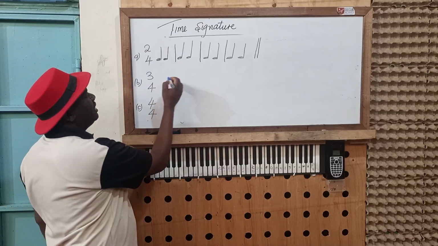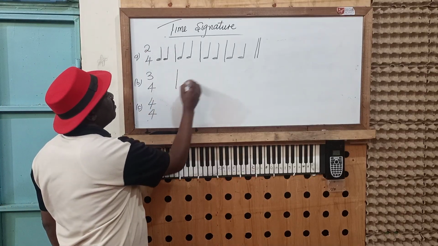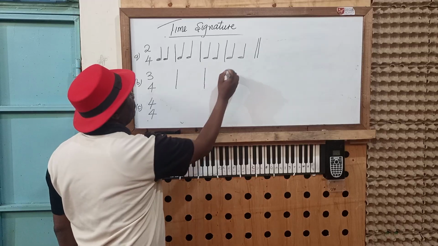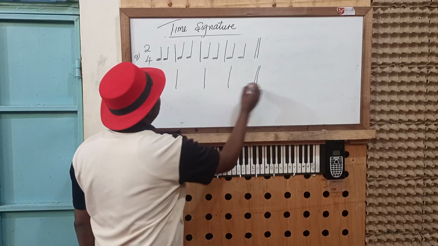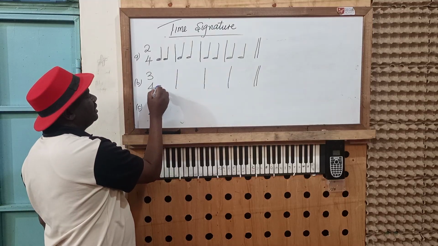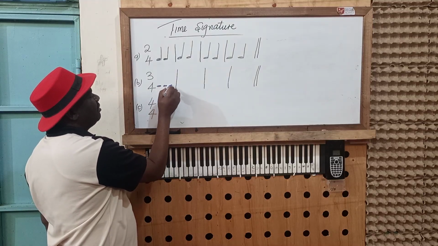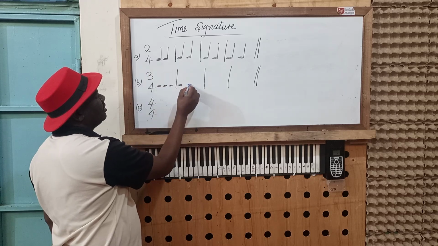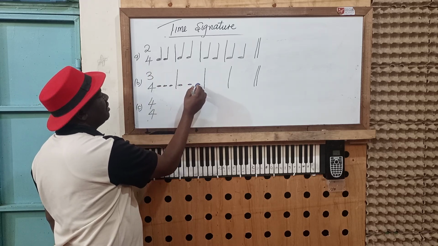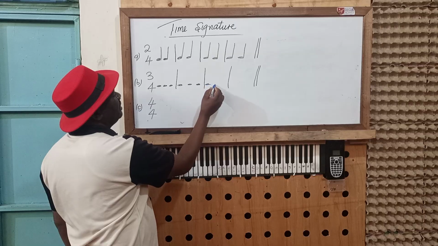Now the next one, I also introduce 4 bars. What does this mean? It means now the crotchets are 3 in each bar. So look at this.